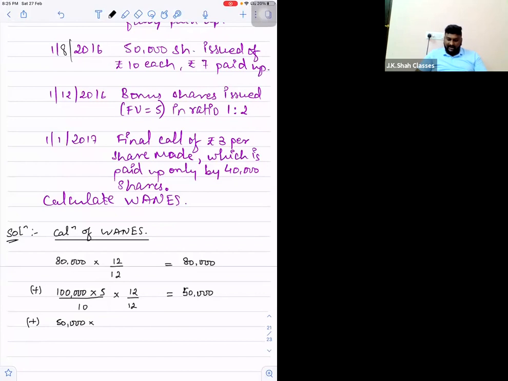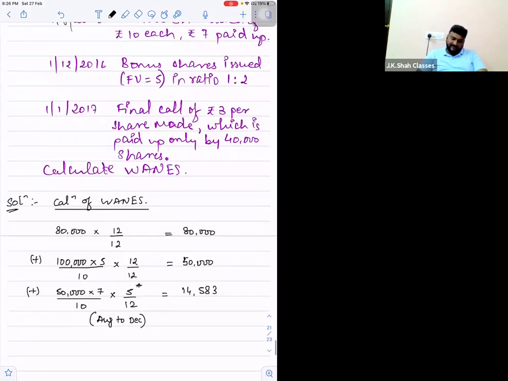So 50,000 shares are partly paid up. To convert them to fully paid up, what do I have to do? Multiply by 7 paid up, divided by full paid up value 10. Multiplied by 5/12. 5/12 means from August to December. So what is the value? 50,000 into 7 divided by 10 into 5 divided by 12. It is 14,583.